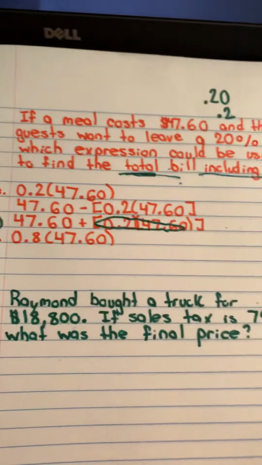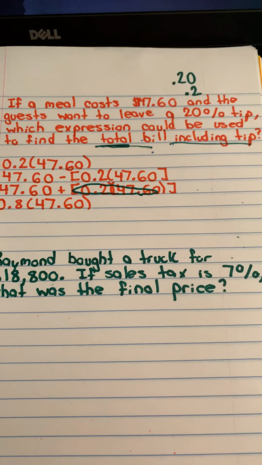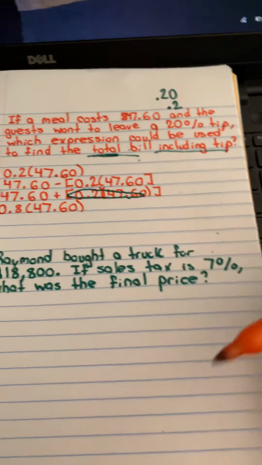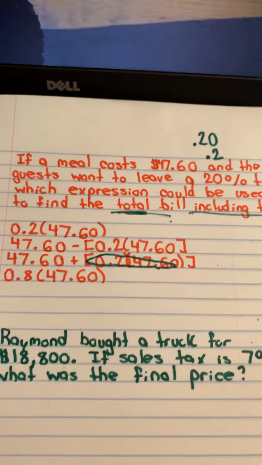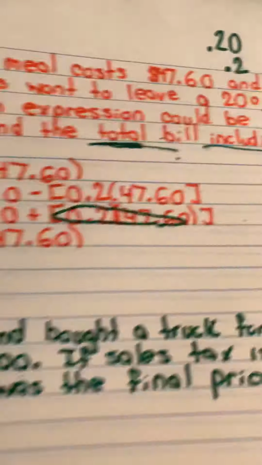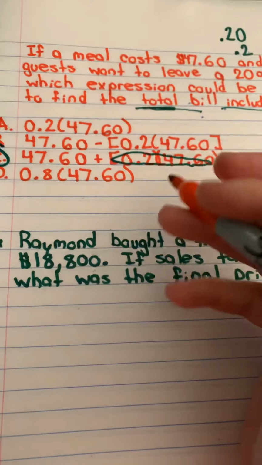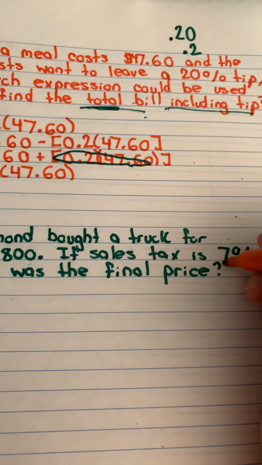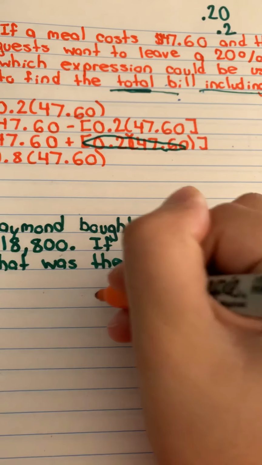And my last one I'm going to work on, it says, Raymond bought a truck for $18,800. If sales tax is 7%, what was the final price? So I want to know, okay, sales tax is 7%. So I want to know what 7% of 18,800 is. Remember, you have to turn that 7% into a decimal by moving it 2 times to the left, and 7% would be 0.07.